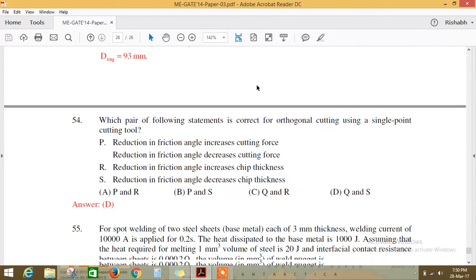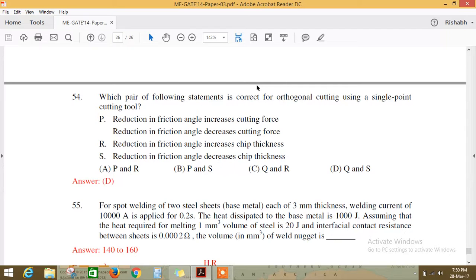Now let's see question number 54. Which pair of the following statements is correct for orthogonal cutting using a single point cutting tool? Reduction in friction angle increases the cutting force. This is wrong actually. Reduction in friction angle decreases the cutting force. This is correct. You can see it with the help of the Merchant circle diagram also. And the other option, reduction in friction angle increases the chip thickness, is wrong. Reduction in friction angle decreases the chip thickness. So Q and S are correct. This is a theoretical question.